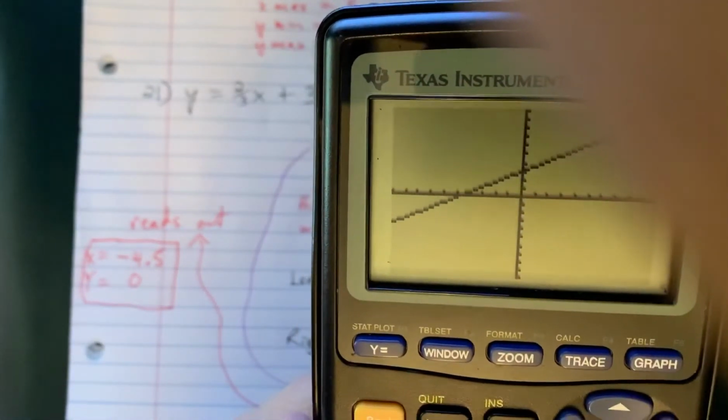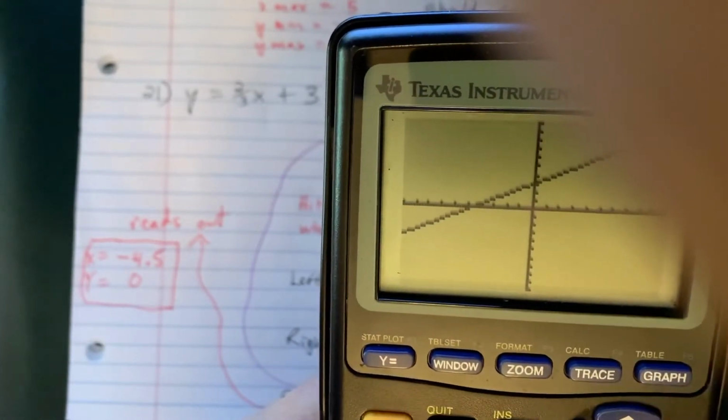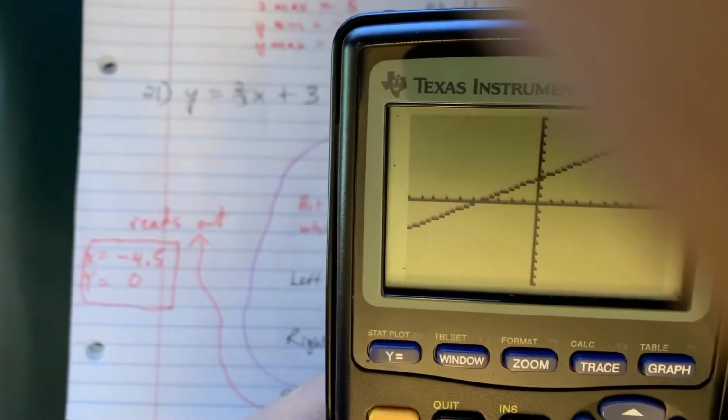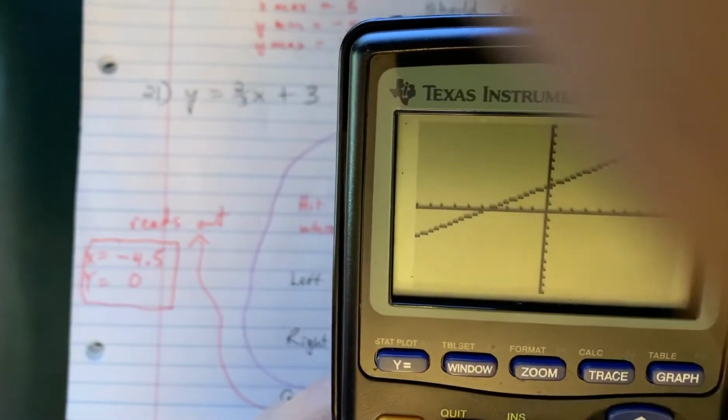It does it a lot better than that. They were like zoom and trace and zoom and trace and zoom and trace until you find it. You don't want to do it that way. That'll take way too long. So let me show you, I'll walk you through how to hit.